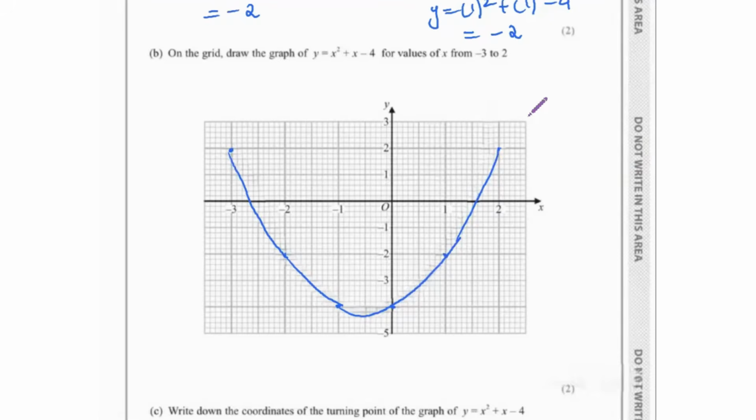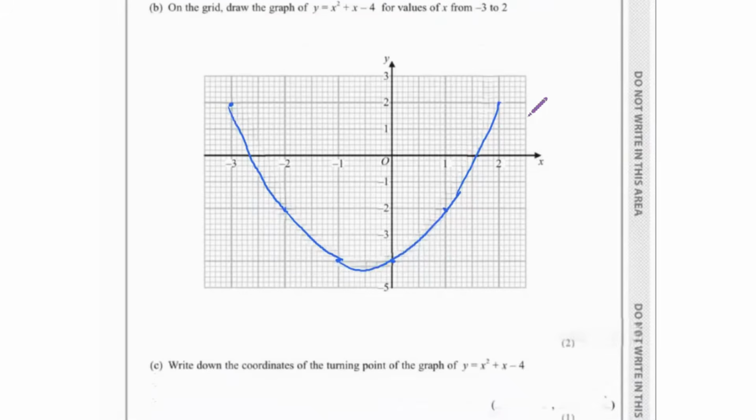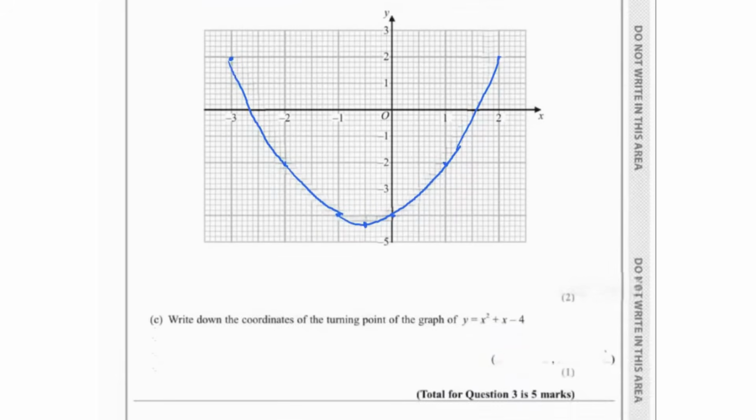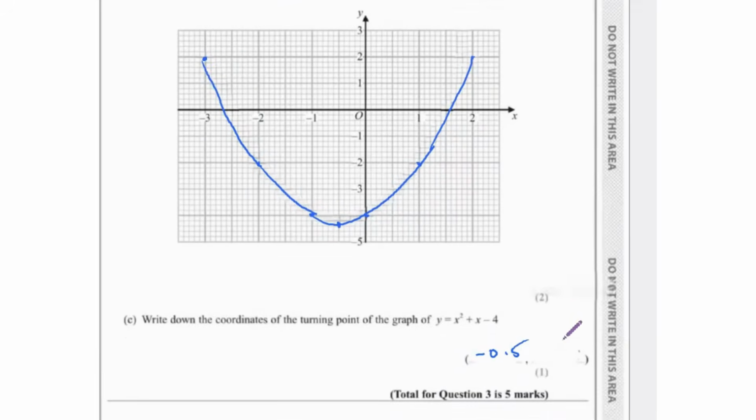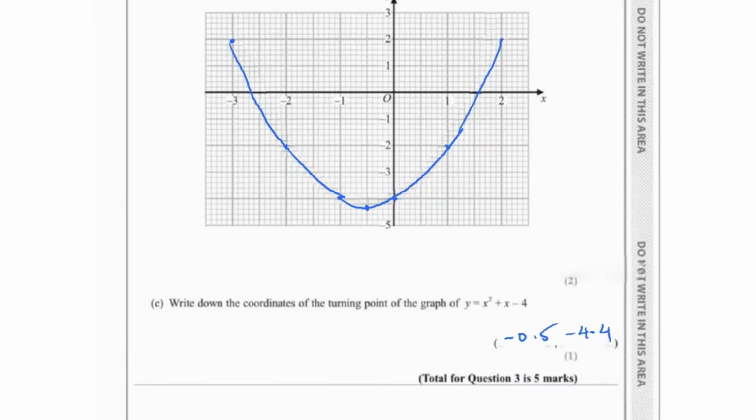And this is your quadratic curve. Then write in the coordinates of the turning point of the graph y equals x squared plus x minus 4. So the turning point is this one. The x value is -0.5, and based on my graph, the y value is -4.4. Obviously, based on the accuracy, it might be slightly different, and they might give a range of values to make sure that the answer is correct.